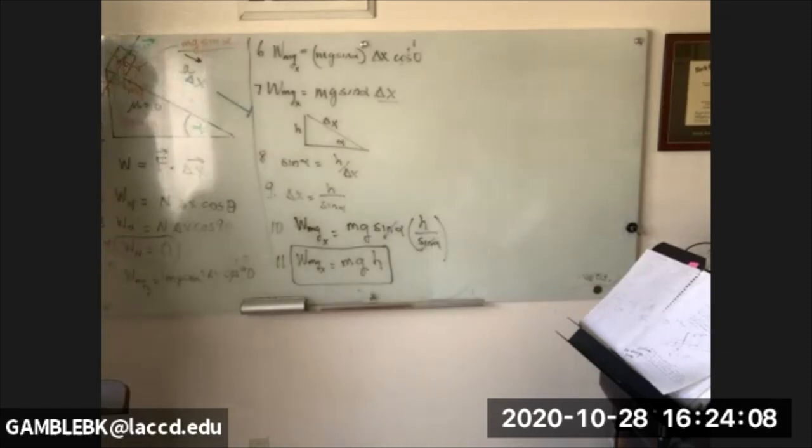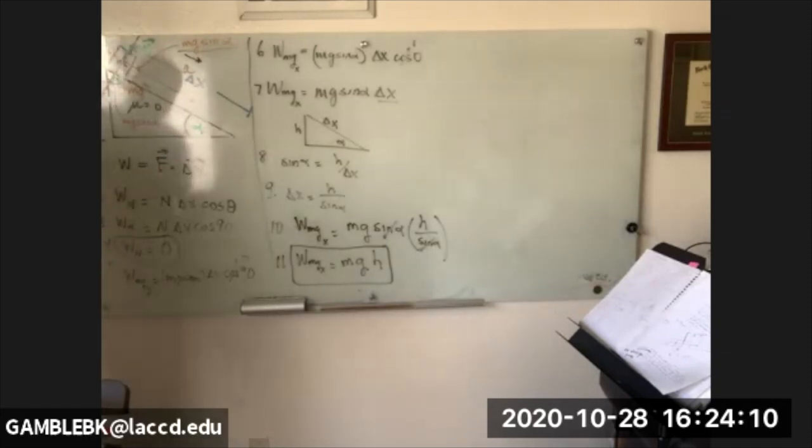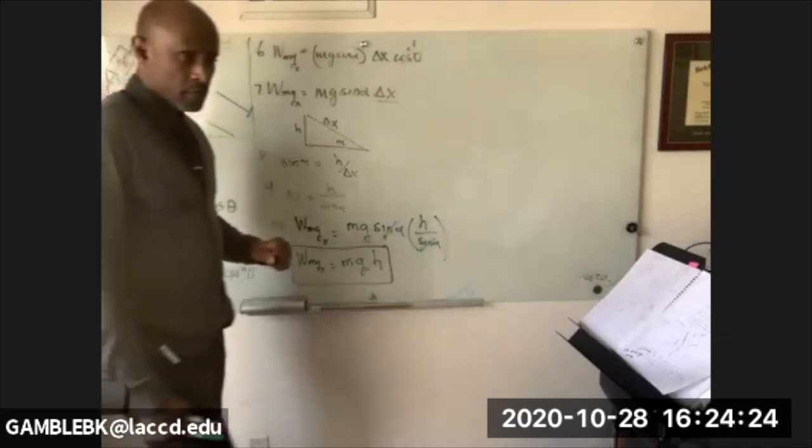Now that should look a little familiar if you had physics before. It's forecasting what's coming in the next chapter. Up top we have something called, we'll see next chapter, potential energy. All right, the mgh.